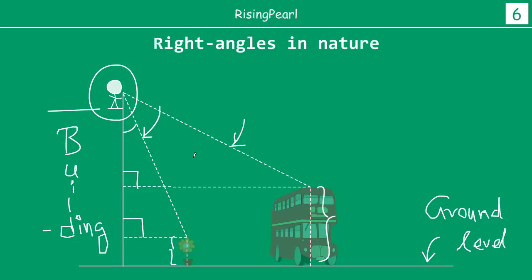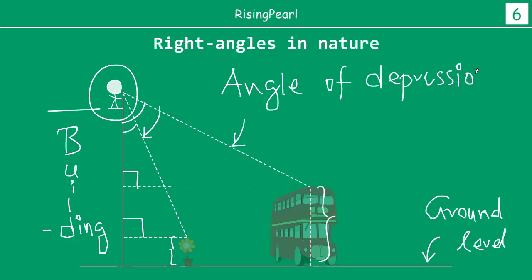So friends, whenever we look down, these angles right here, this angle, or for the double-decker bus, this angle, are called angle of depression. I should have mentioned this: what about when you are looking up? So let us go back and find out.